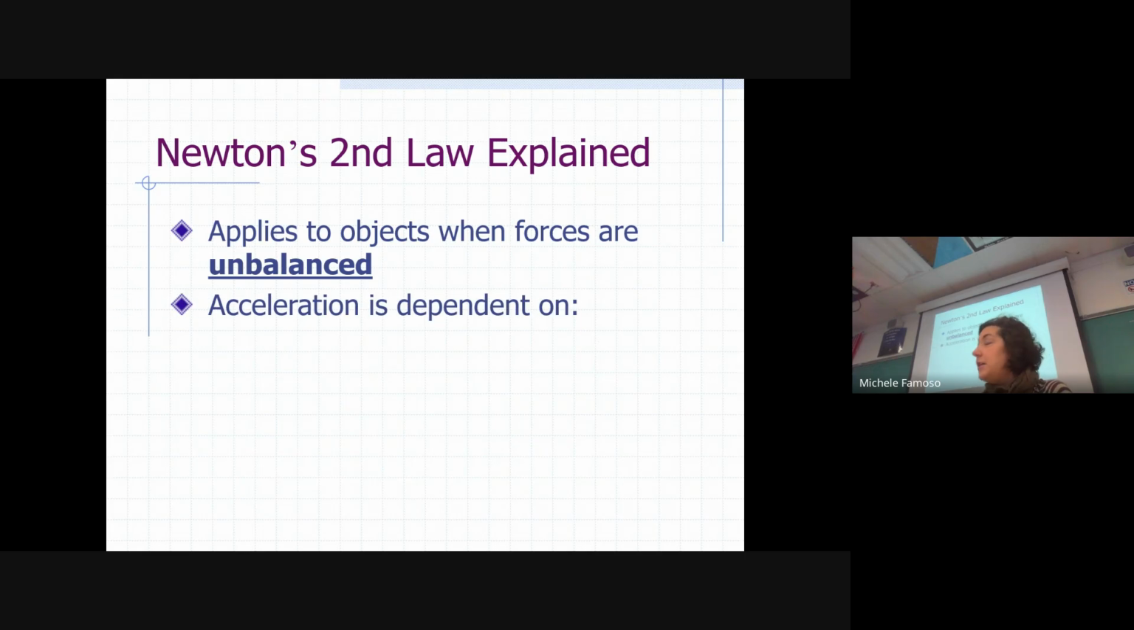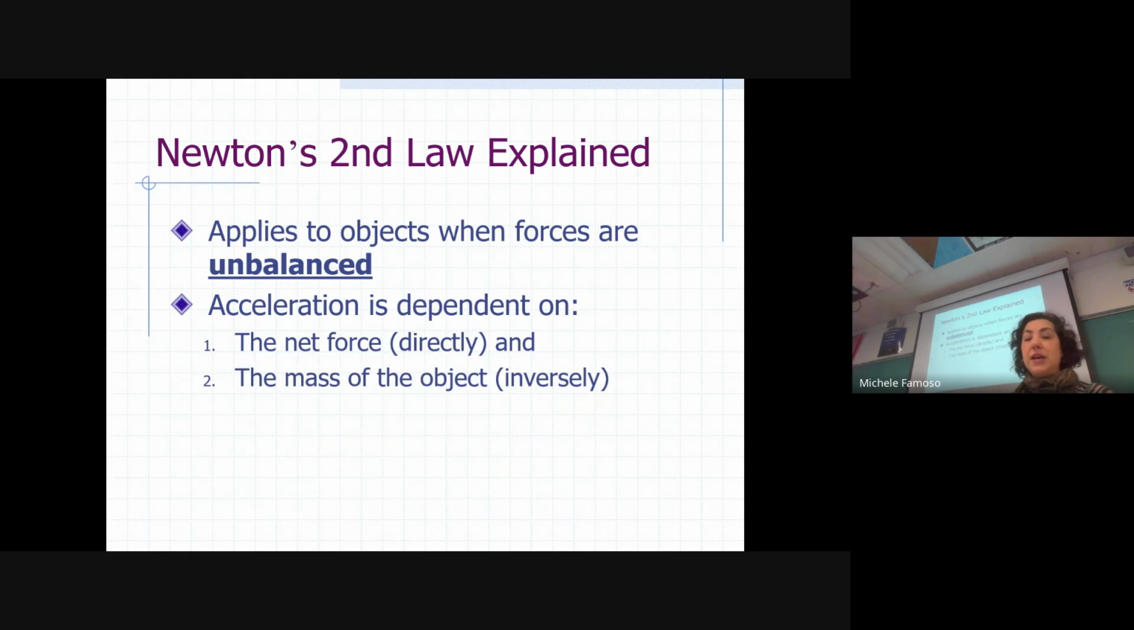And it tells us that the acceleration depends on two things. First of all, it depends on how much net or unbalanced force there is, and that is a direct relationship, which means that if I double the net force, the acceleration would double. If I quarter the net force, the acceleration would be quartered. Whatever we do to the net force is also going to happen to the acceleration. That is a direct relationship.